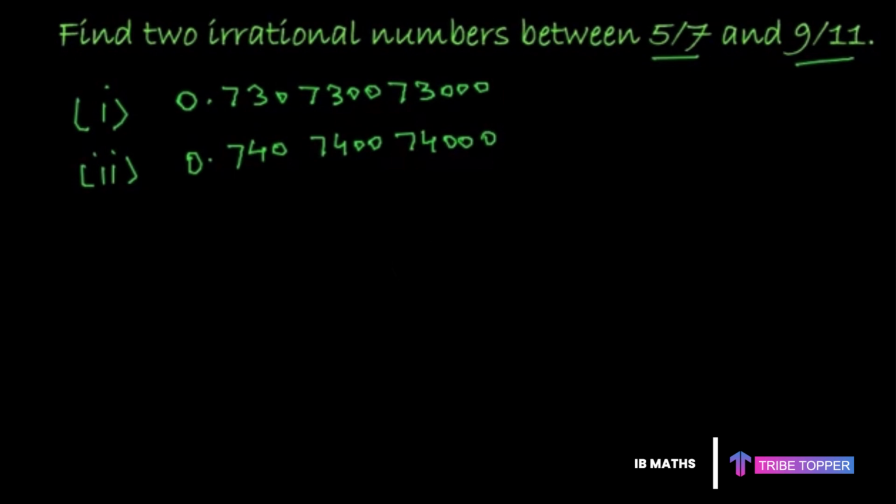So in this module we have learned to determine rational and irrational numbers between two given numbers, and you can find as many as you want.